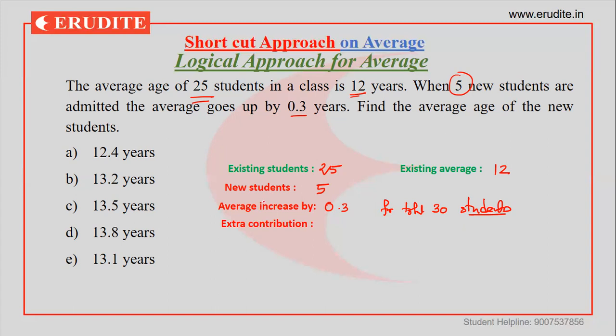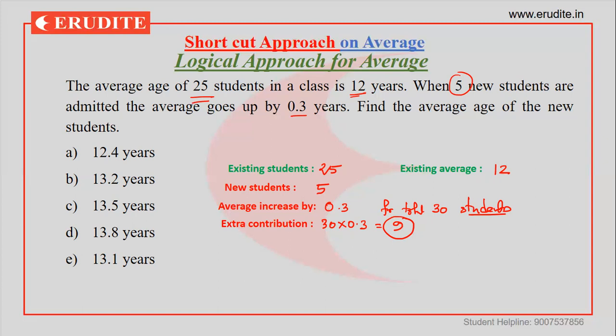Extra contribution, I need to think of it for how many it is happening on the basis. So it should be 30 multiplied by 0.3. That is nothing but 9. So extra contribution is 9. That is the most important part, that 5 new students contribute an extra 9. But extra means, if they were not contributing anything extra, their average would need to be 12.